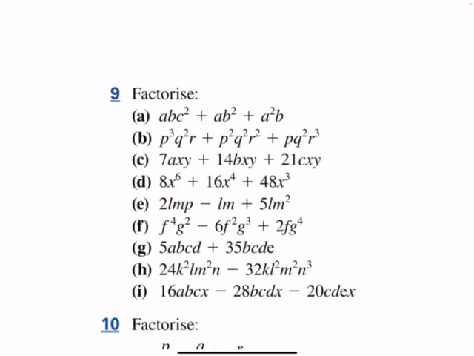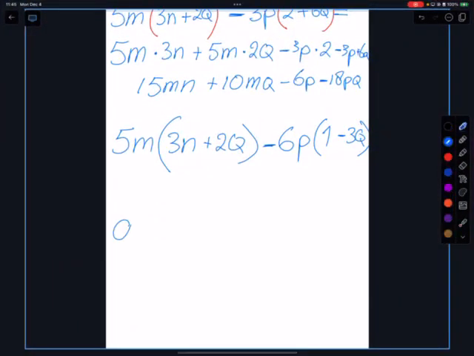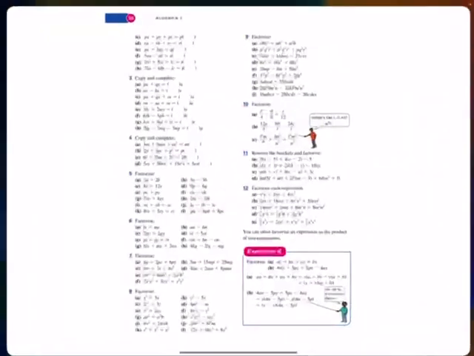One from the book. We'll go to the difficult ones immediately. Factorize it: 9, abc squared plus ab squared plus a squared b. We go to the difficult ones immediately. So you separate them. AB squared plus AB squared plus A squared B, if I'm not mistaken.